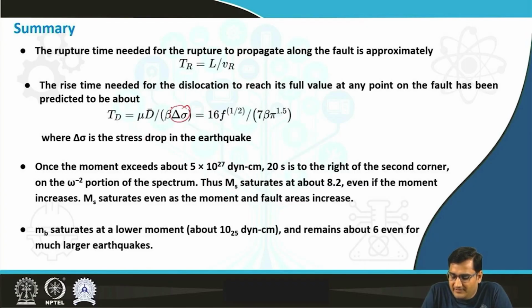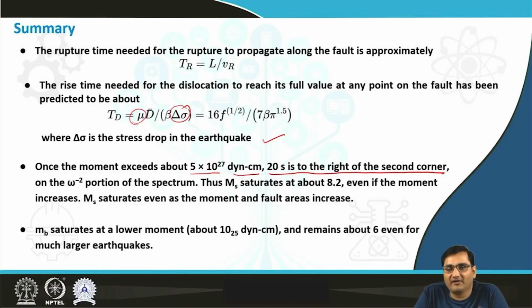Δσ is the stress drop and μ is the shear modulus, and that can be further equated to 16 f^(1/2) divided by 7 β π^(1/1.5), where Δσ is the stress drop in the earthquake. Once the moment exceeds 5 × 10^27 dyne-centimeter, 20 seconds is to the right of the second corner. So this is what explains why the magnitude saturation occurs for the body wave magnitude scale.